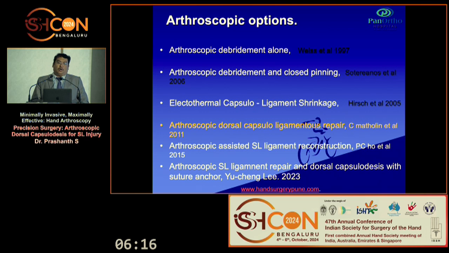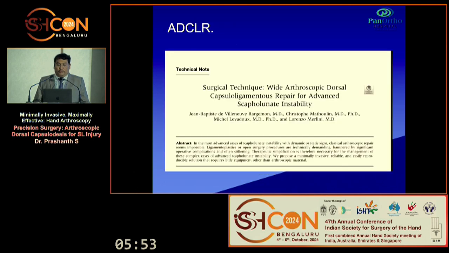What are the options we have? Earlier it has been arthroscopic debridement alone, or debridement with closed pinning, or you can use radiofrequency shrinkage and capsular ligament shrinkage, and of course the procedure which we are talking about, and reconstruction, which has been summarized earlier as well. And in capsulodesis, if there is not much remnant left, we can go for an anchor.